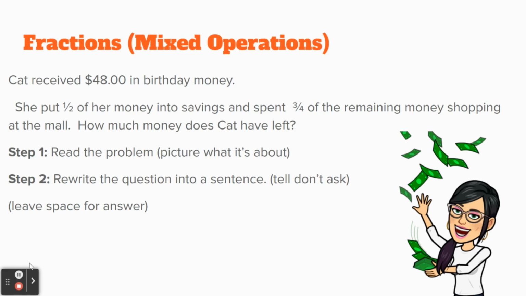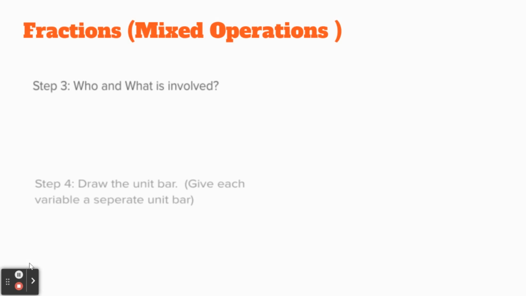Step 1, we read the problem. Step 2, we're going to rewrite the question into a sentence. Go ahead and do that. All right, you might have said Kat has blank left. Great. So now that we know what we're looking for, how much money she has left, we can go ahead and move to step 3. Who and what is involved? You got it. It's Kat and her money, right?